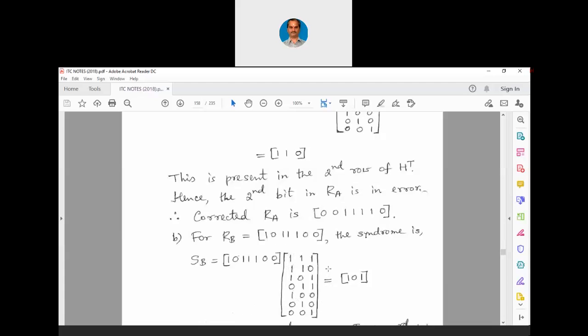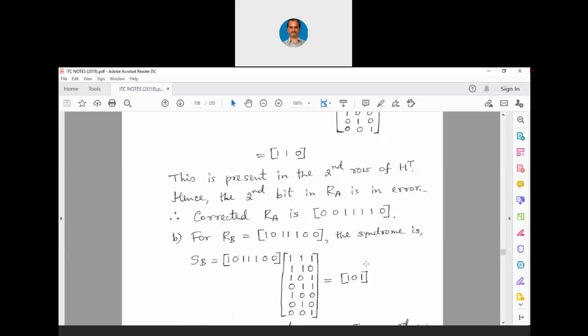So now when you look at this H transposed, what do you understand? That you should get a syndrome of 111 if there is an error in the first bit. Syndrome of 110 if there is an error in the second bit. Syndrome of 101 if there is an error in the third bit. In the same way, if the last bit or 7th bit is in error, you will get a syndrome of 001.